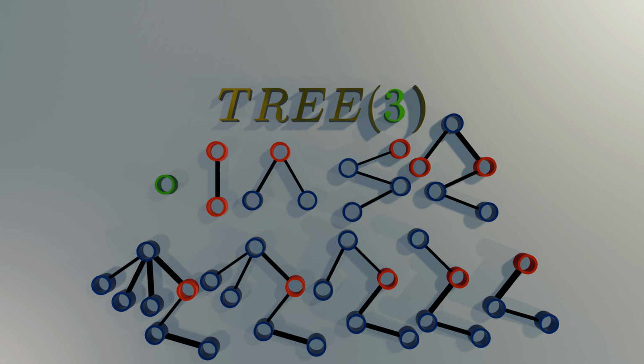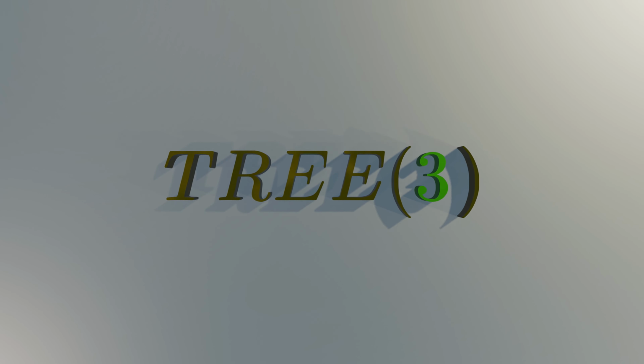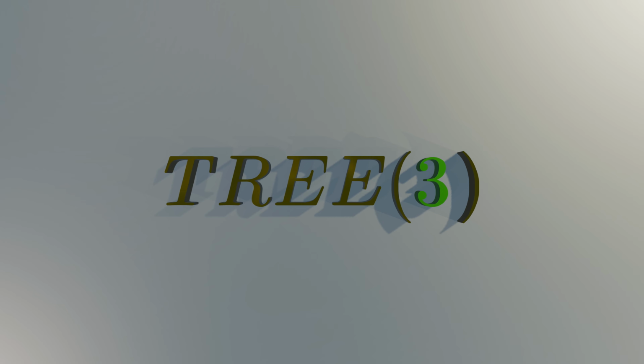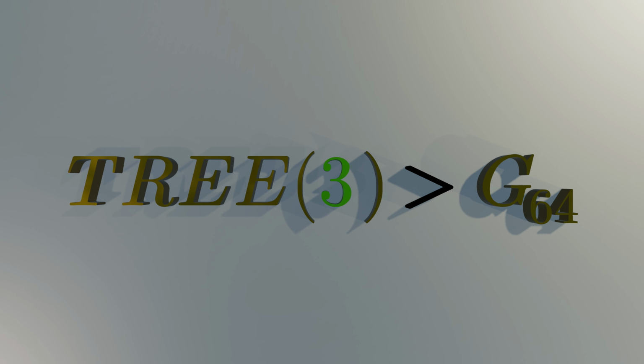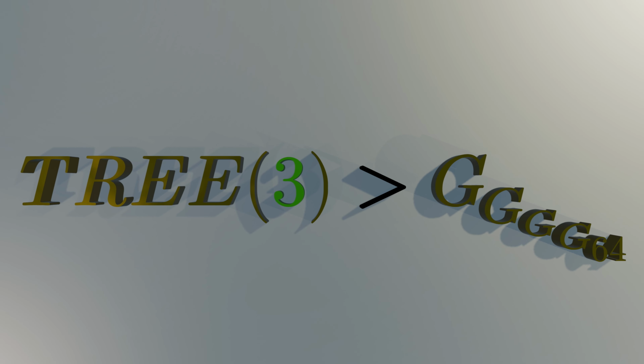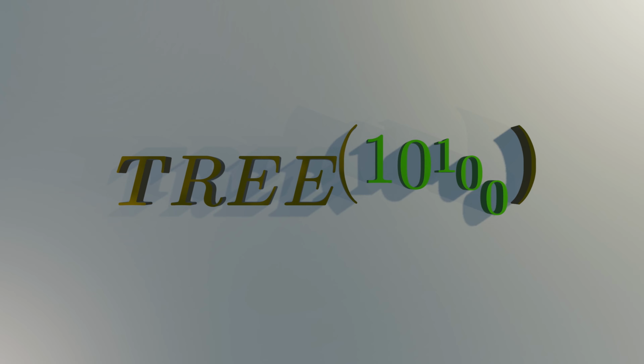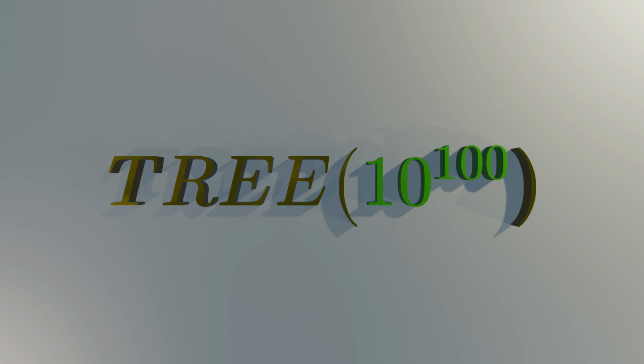6, 10, 100? In fact, TREE(3) is unimaginably larger than Graham's number. Yes, TREE(3) dwarfs even G64, and not just by a little. Comparing it to a bigger Graham's number like G100 or G sub G sub G sub G64 doesn't help. It's unfathomably large, and that's just 3 colors. Now imagine TREE of a googol. It is beyond description.